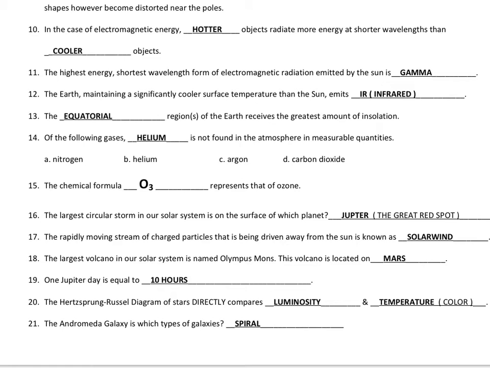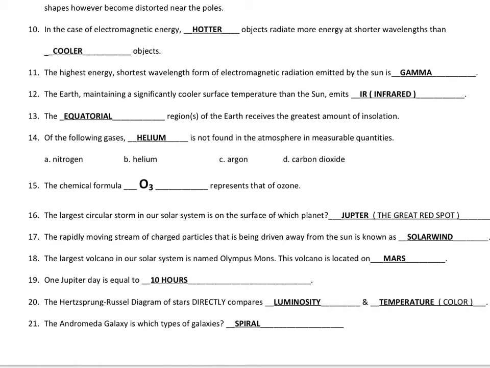Of the following gases, helium is not found in the atmosphere in measurable quantities. Nitrogen, you guys should remember, 78% of Earth's atmosphere, so that's the most abundant gas in Earth's atmosphere. Argon is the third most abundant, and carbon dioxide, over 400 parts per million. That's a measured quantity. Too easy. The chemical formula O3 represents that of ozone.